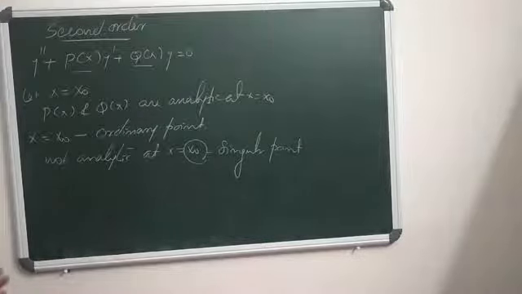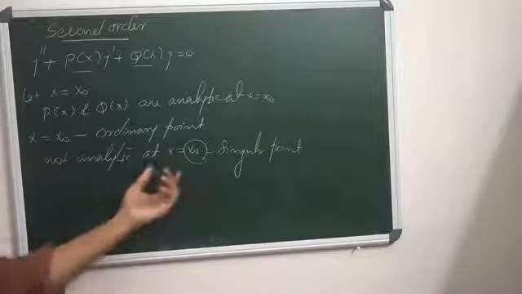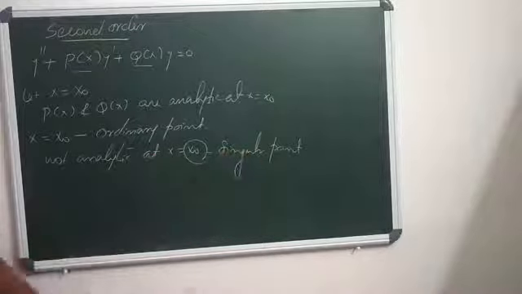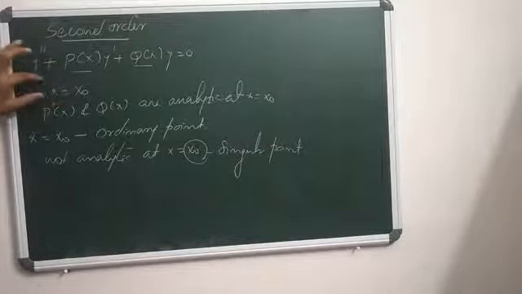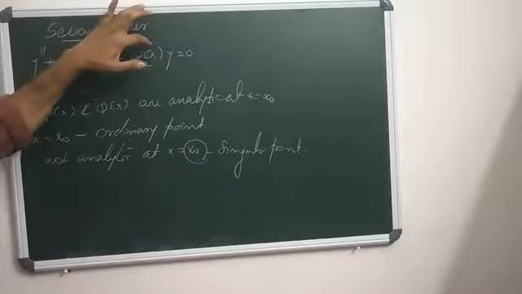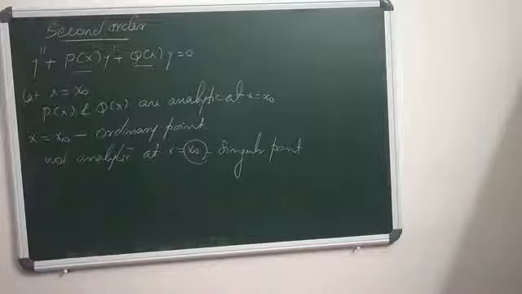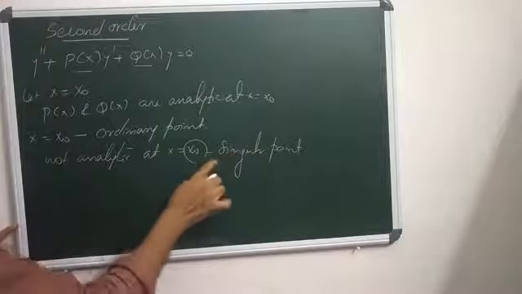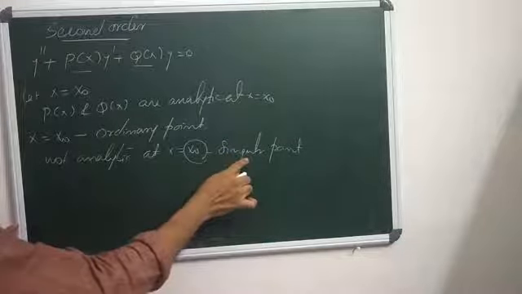If any one of them, either p of x or q of x or both, fails to be analytic at the particular point x equals x naught, then that point is said to be a singular point. That means the nature or behavior of x naught heavily depends upon the behavior of p of x and q of x. That's clear.